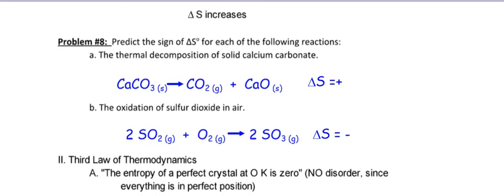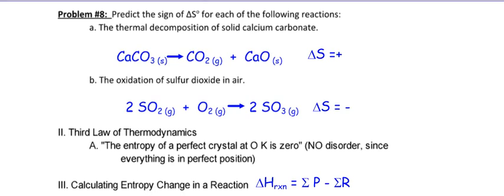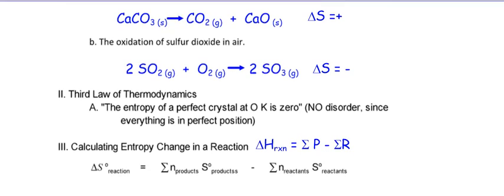Here we go, the third law of thermodynamics. The entropy of a perfect crystal at 0 Kelvin is 0. There's no disorder since everything's in perfect position. There's absolutely no motion. And so it says calculate the entropy change in a reaction. Well, this is enthalpy. Yes, I know, Mrs. Vanderwall. Anyway, this is the enthalpy. Remember how we did this before? This is a shorthand way: the change in products minus the change in reactants. Guess what? We're going to do the same thing.